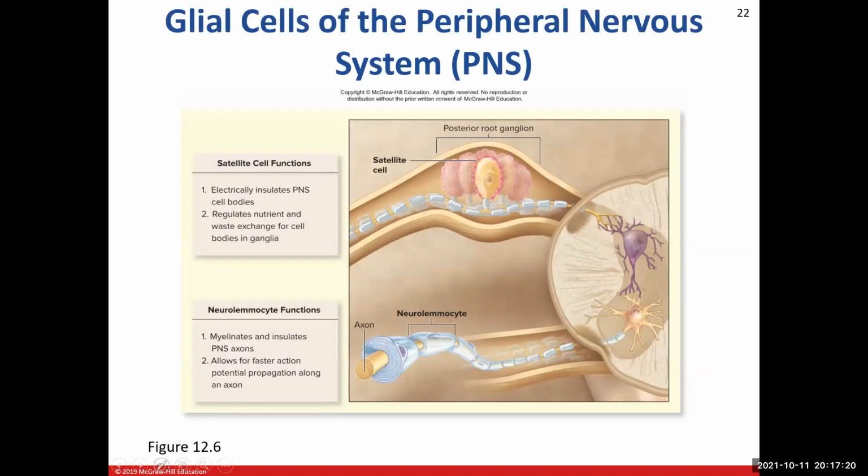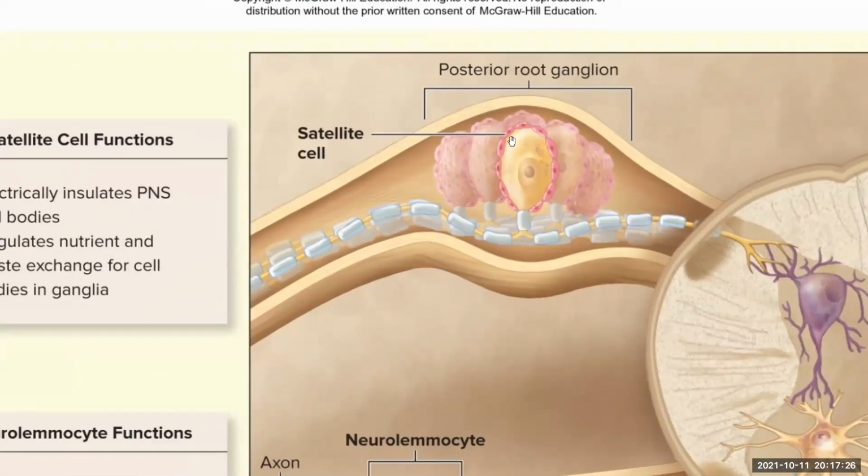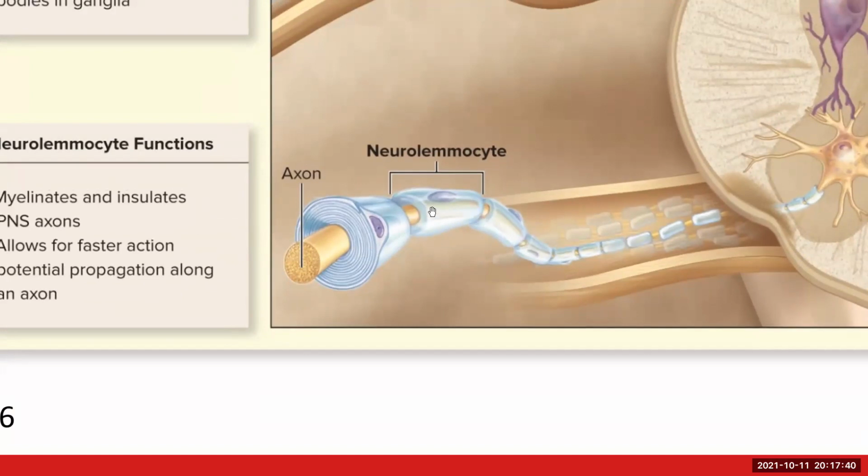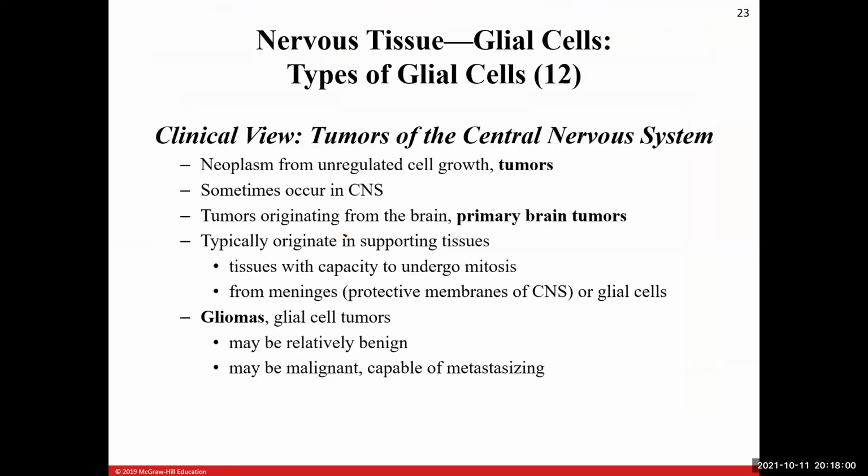All right, so here you can see in our peripheral nervous system, here are those satellite cells, and they just surround the cell body. They help to insulate it, and they help to provide nutrients and get rid of wastes. And then you can see over here an example of a neurolemocyte. The entire coating itself is one single cell. You can see here the cell nucleus pushed up against the side. And what this does is it helps to electrically insulate the axon so we can increase the speed of our action potential.